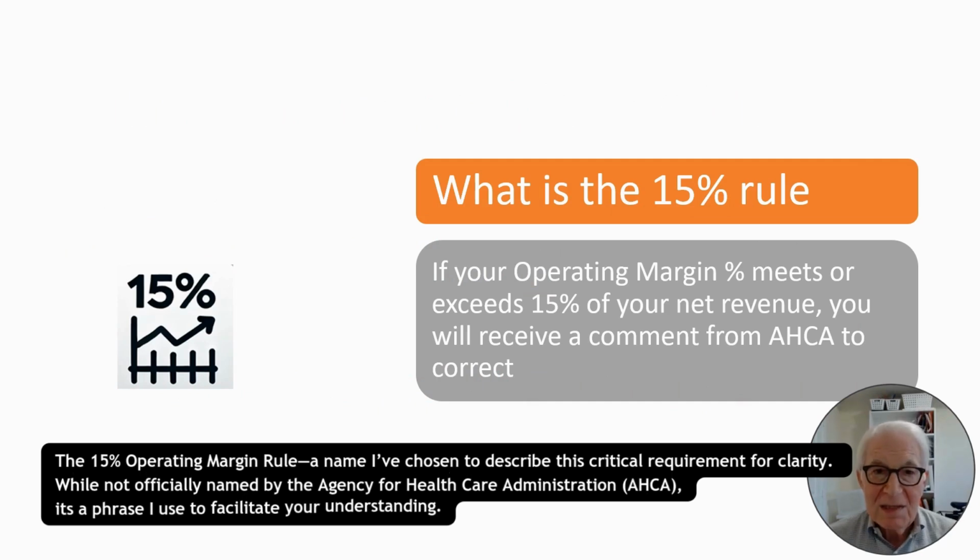Here is a key takeaway. If your operating margin, which basically is your net profit, meets or exceeds 15% of your net revenue, AHCA will flag it and request a correction. This triggers a letter from AHCA called the omission notice or comments, which is effectively a 21-day letter, or countdown to submit your response. Let's dive into this formula and break it down step by step.